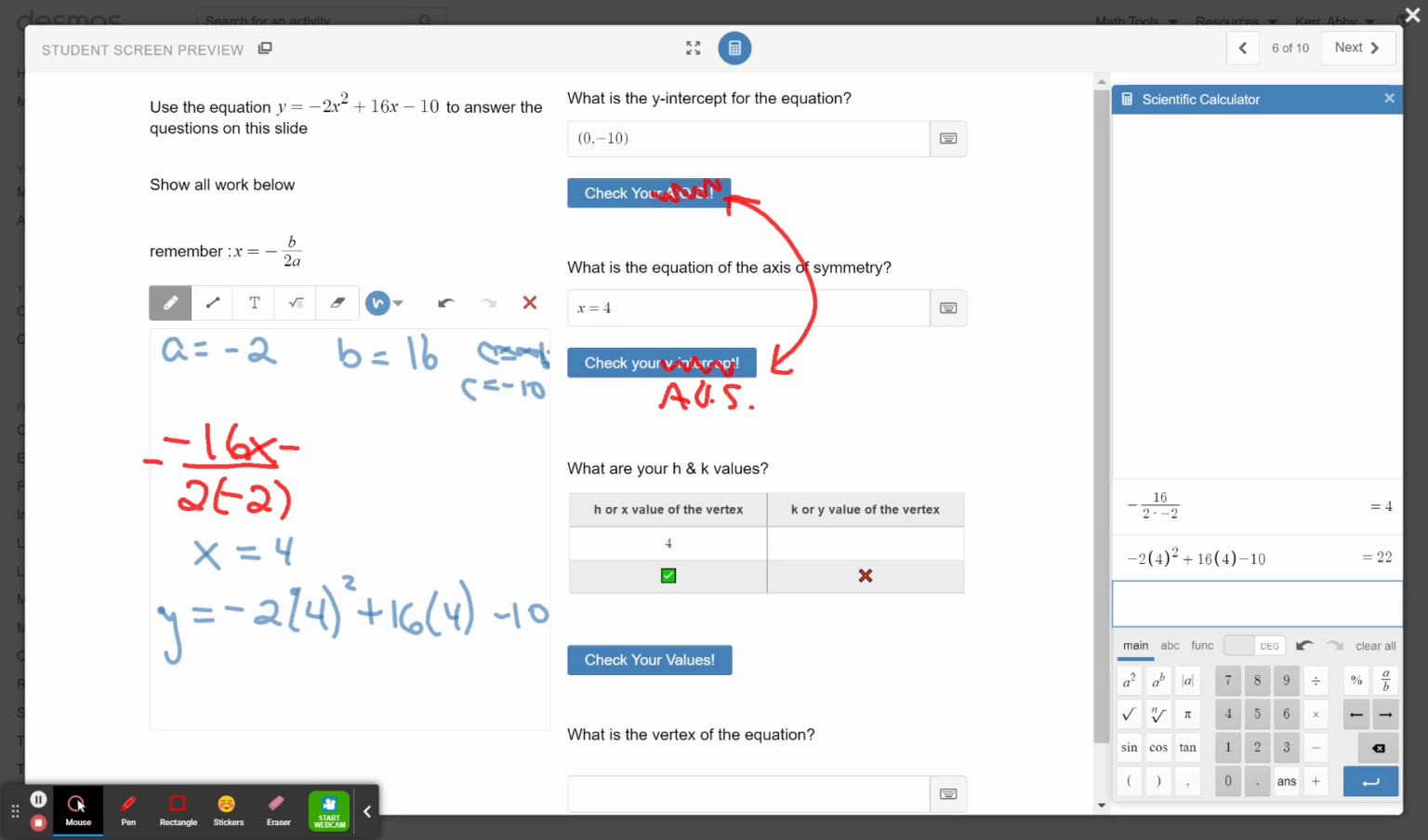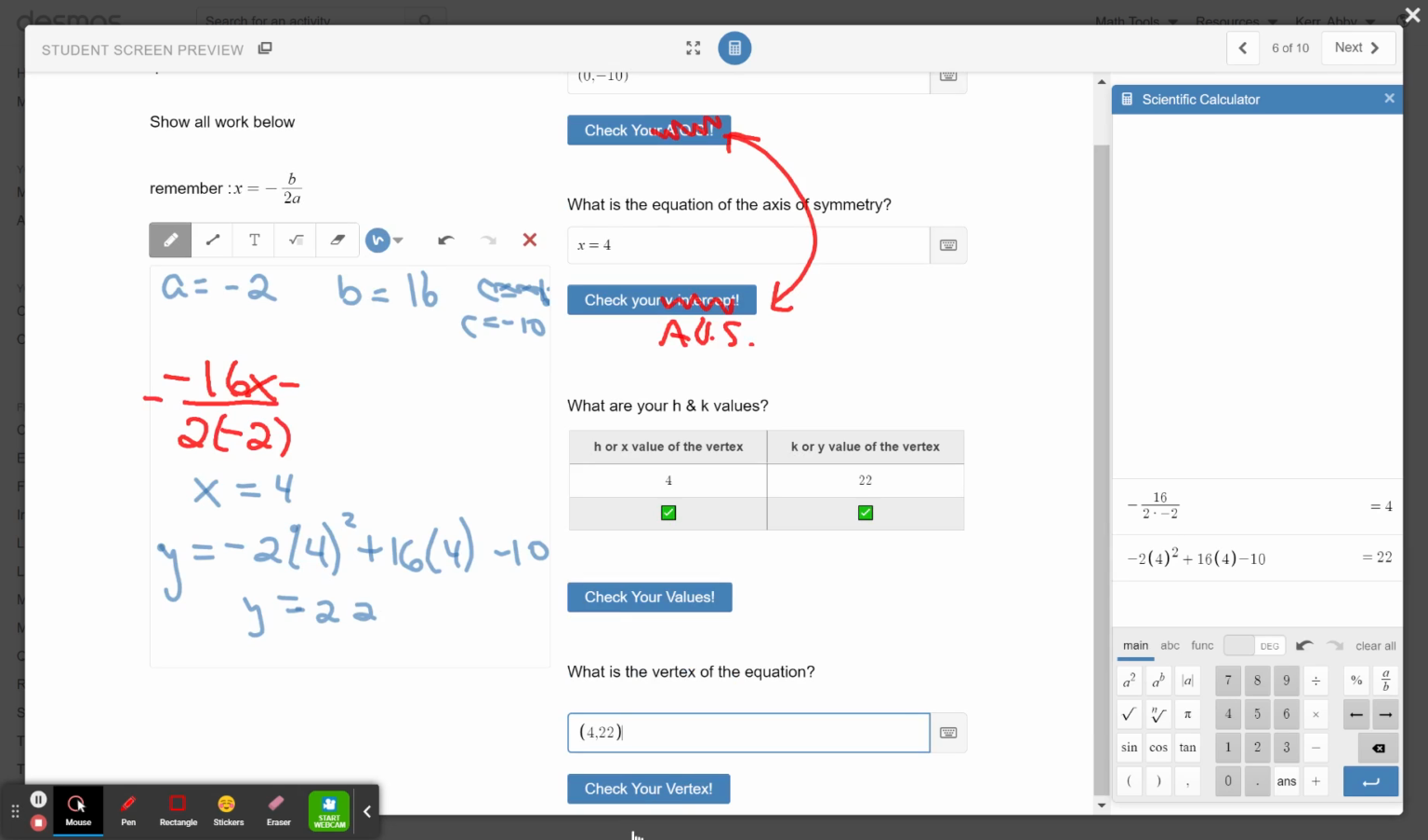And then you're going to get y equals 22. And yeah, that's a big number, but parabolas are anywhere on the graph, so it does not matter. All right, let's check the vertex. Awesome, fantastic. We know that we did it correctly.